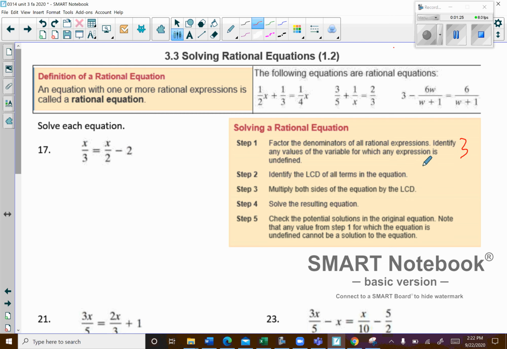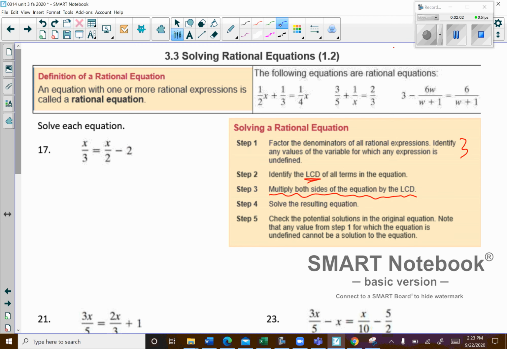Step two, find the LCD of all the terms of the equation. Okay, we've done that before. That shouldn't be too bad. Now, this is what's going to make these actually easier. Whenever we were just simplifying, adding, and subtracting them, it could get a little messy. What's nice here is once you find the LCD, you're going to multiply both sides of the equation by the LCD. And that's going to cause the fractions to go away. So we're not going to have any more fractions once we multiply both sides by the LCD. Step four, solve the resulting equation, and then just check it. Make sure it's not one of your excluded values that are undefined.